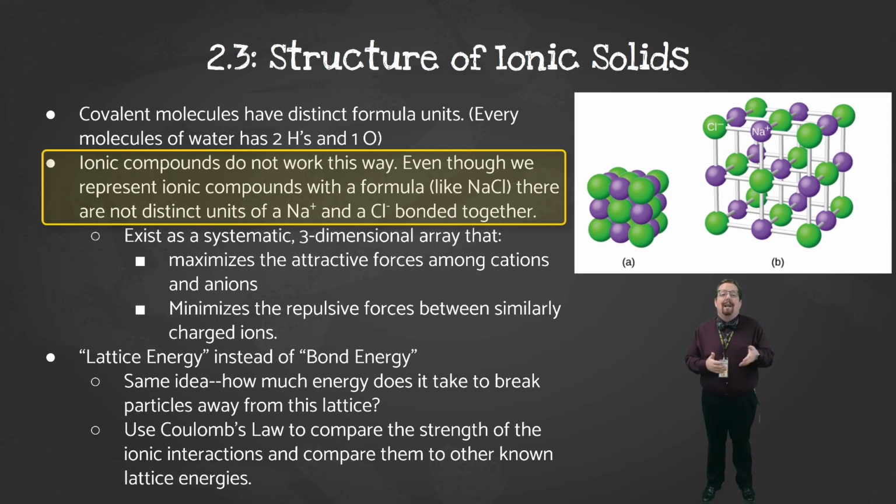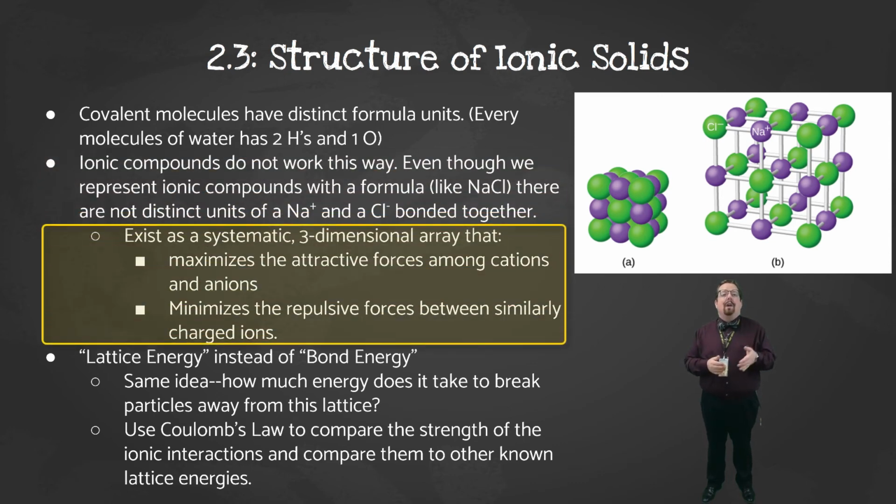Even though we represent ionic compounds with a chemical formula, those compounds don't exist as distinct formula units. For example, sodium chloride does not exist as 1 sodium ion and 1 chloride ion bonded together. They exist as a 3-dimensional crystalline structure. This formula, NaCl, is only meant to show us the simplest ratio of those ions together. The crystalline structure of an ionic compound is set up in a way that maximizes the attractive forces between cations and anions, while also minimizing the repulsive forces between ions of the same charge.